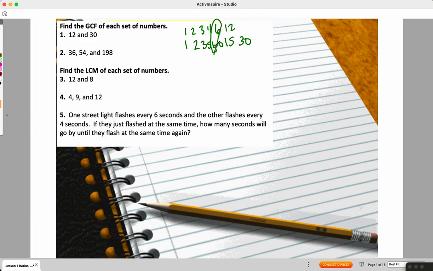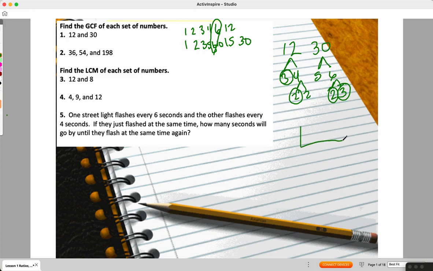You could figure out if 30 is divisible by 12, then go down to the next factor, 6. Does 6 go into 30? And there's your answer. You could use the factor tree method, where you use the prime factorizations of each number and look for the common numbers, a 2 and a 3. They both have 2 in common, they both have 3 in common. 3 times 2 is 6, it's the same answer.